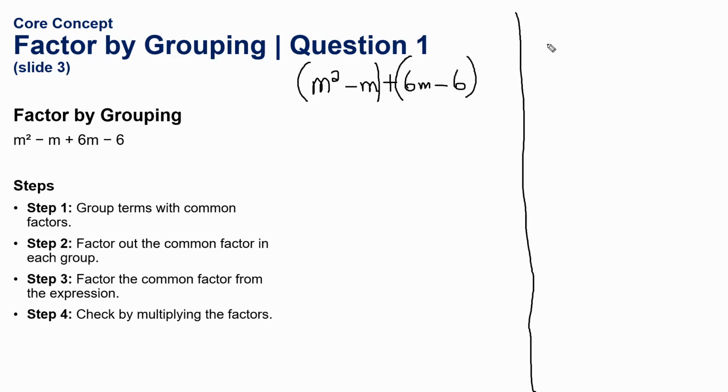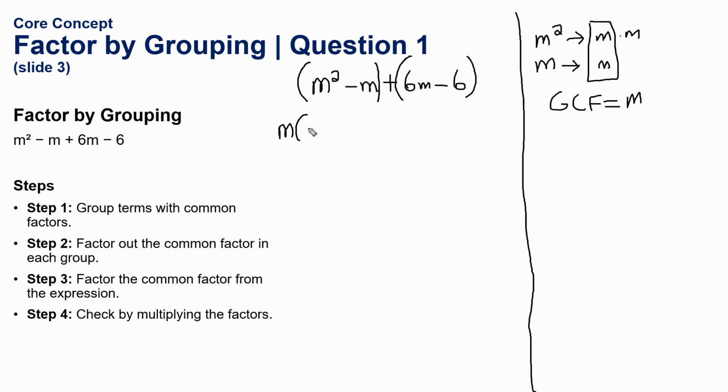So starting with m squared minus m, let's define what the greatest common factor is here. We have m squared, which is m times m, and we have m itself, which is just m. So in other words, the common factor is a variable. We could say the GCF of this first group is m. Then when I factor that common factor from the expression, we would put m on the outside of the parentheses, and then we would have m times m on the inside, right? m times m is m squared.